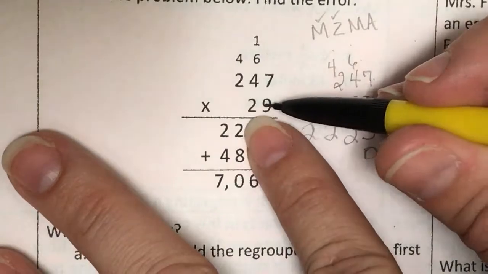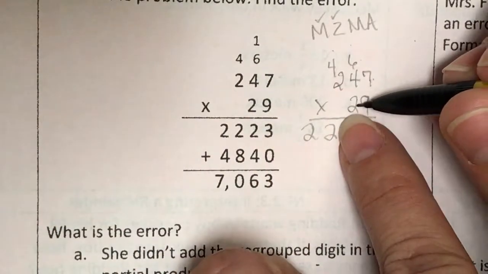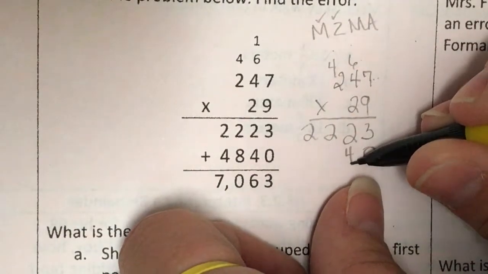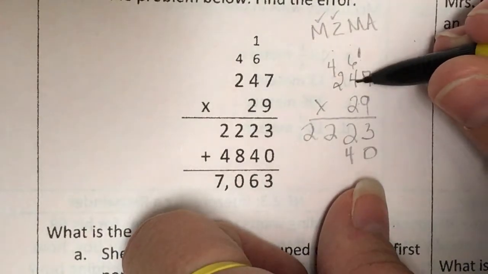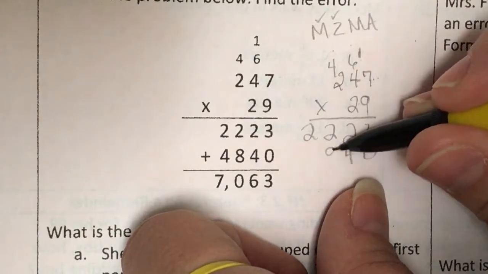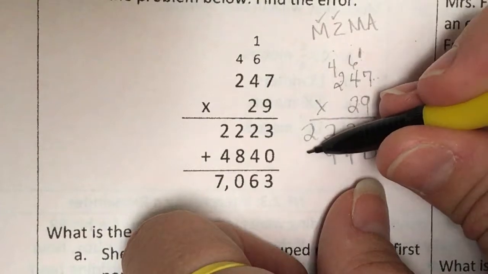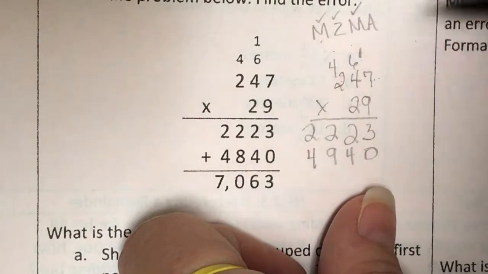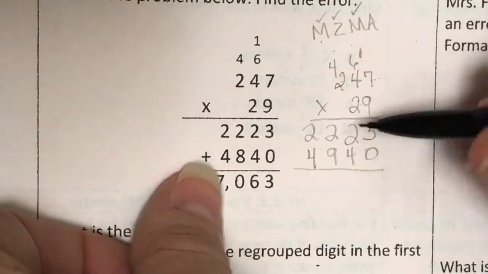Now I'm going to go through and I'm going to multiply the 2 times 247. So 2 times 7 is 14. Drop down my 4. Regroup my 1. 2 times 4 is 8. Plus 1 more is 9. And then 2 times 2 is 4. So I did my many zoos. I just multiplied again. My last step is going to be to add it, but I'm going to check and see, do I match now?